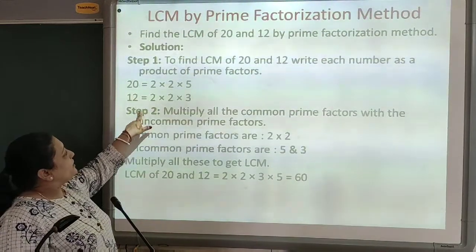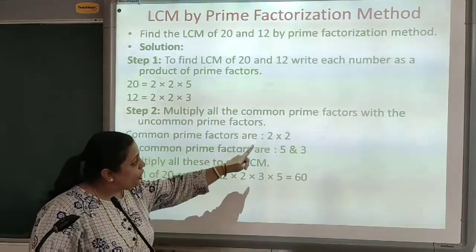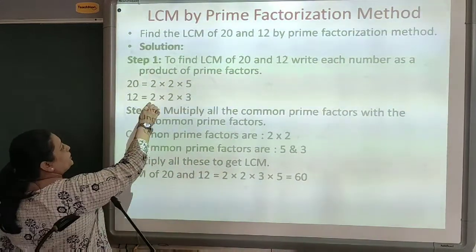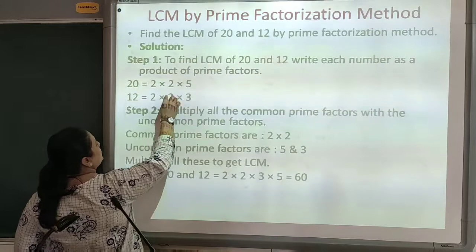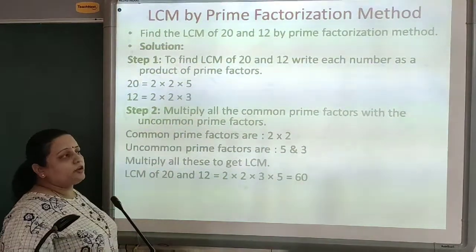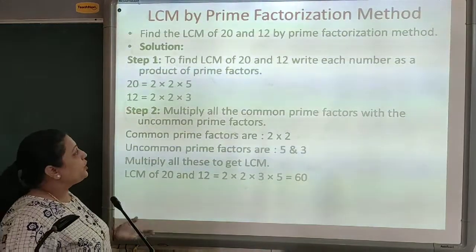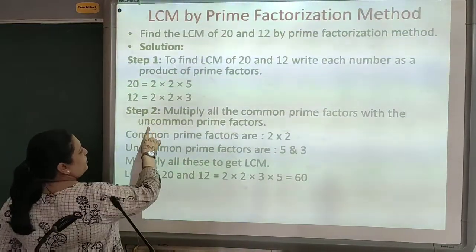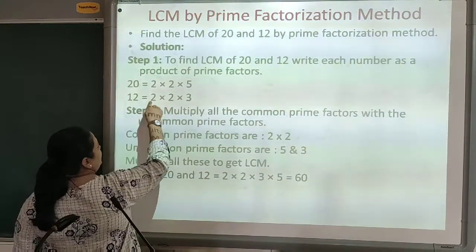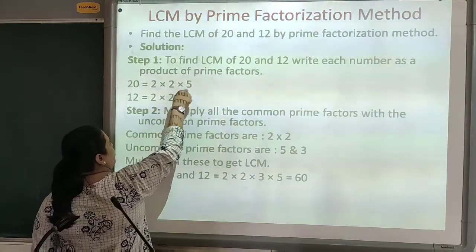Now what is step 2? Multiply all the common prime factors with the uncommon prime factors. Here 2 is common for both, and here 2 is also common for both. And 5 and 3 are not common, they are uncommon. Uncommon means which are not common. So for finding the LCM, what we have to do? We have to multiply common factors with uncommon factors.